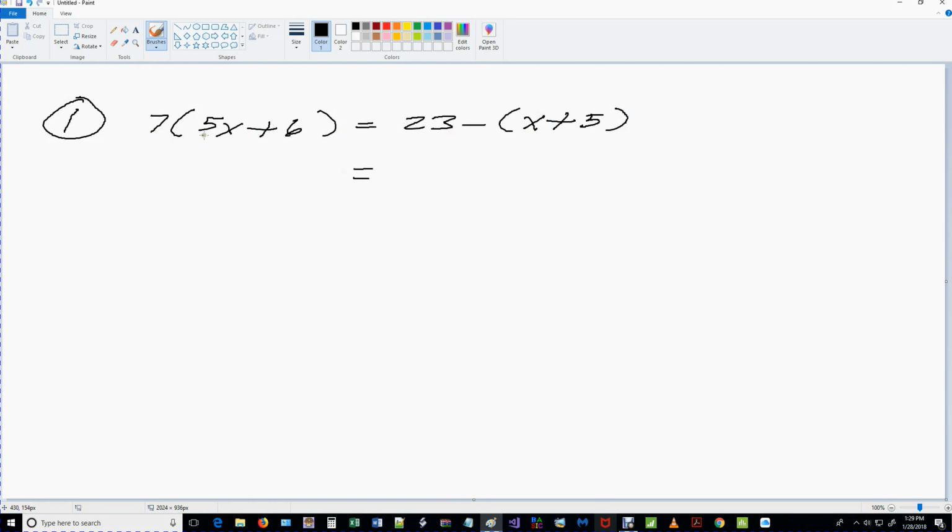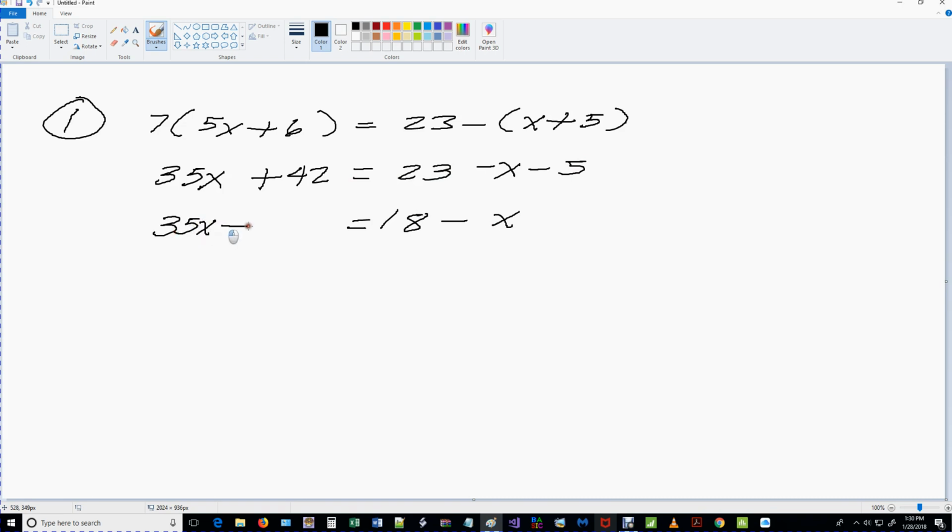On the left side, 7 times 5 is 35x, and then 7 times 6 will be 42. Equals, on the right hand side you have 23 alone, and then this minus affects everything inside, so it's minus x and then minus 5. On the right hand side you can actually simplify. 23 minus 5 is 18, and the x is by itself. And on the left side there's nothing you can do, right? 35x plus 42 cannot be simplified.